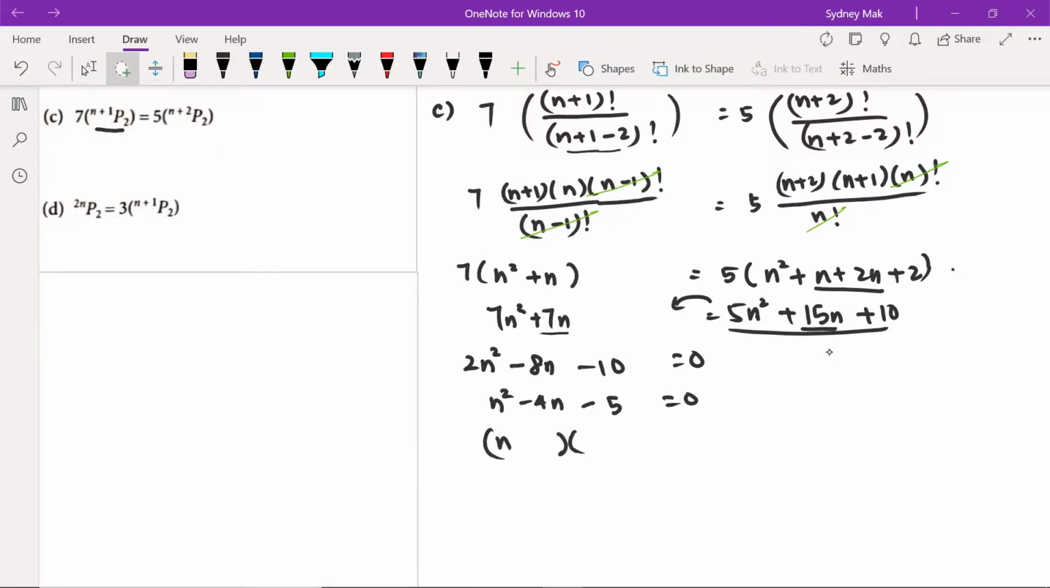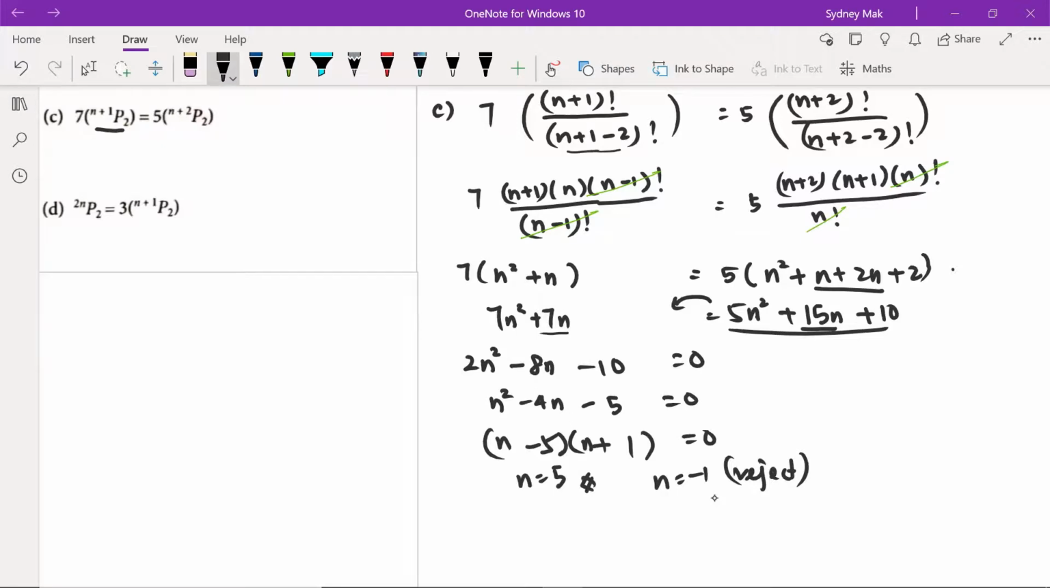Let's factorize this. We have 5n and 1, and negative goes to the big number. Double check. The inner pair is negative 5n, and then the outer pair is positive n. So negative 5 plus 1, we have negative 4n. Therefore, n equals 5, and another one, n equals negative 1. We shall reject this, as n can never be negative. So we found the answer for 9C, n equals 5.